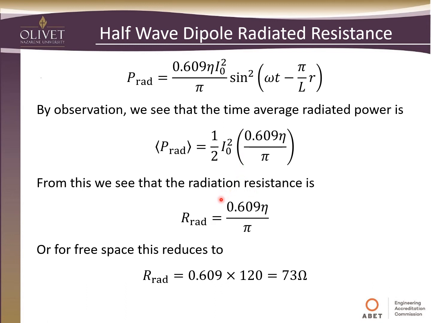So for the half-wave dipole, the general equation for the radiation resistance is 0.609 eta over pi. But again, we're going to consider that we're almost always using this in free space. So the eta is 120 pi, so the pi's cancel, and it's 0.609 times 120. And so that's where we come up with the radiation resistance for a half-wave dipole antenna when propagating into free space: 73 ohms. It's a very common factor if you deal with these types of antennas.